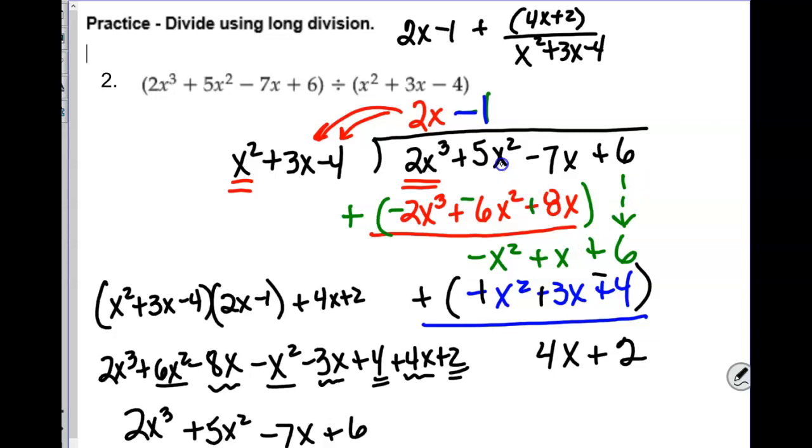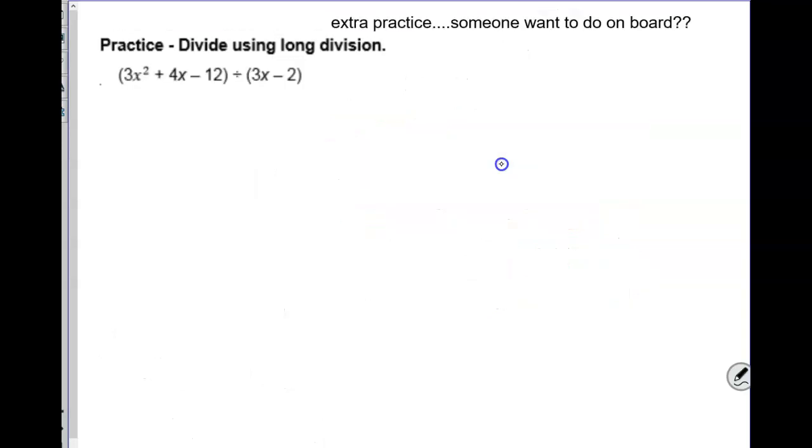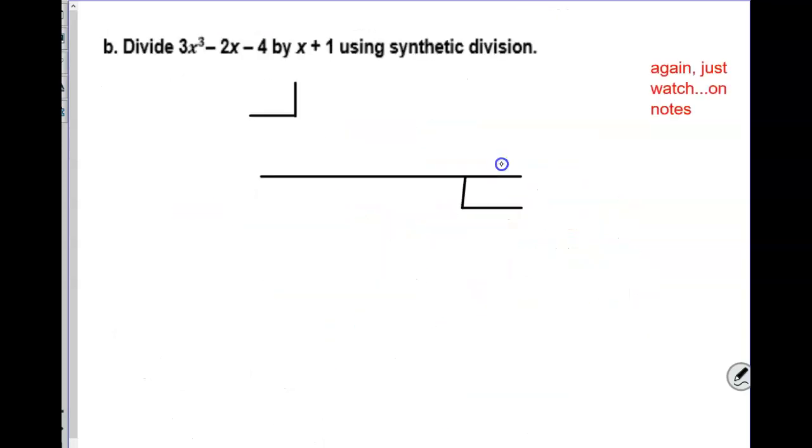Okay. Questions? All right, I have more practice on that if we need it. But let's go back and talk about synthetic division. If we go back to B, the top, this could have been divided. Was it the same question? We did long division? Yes. We're going to do it with synthetic division now.